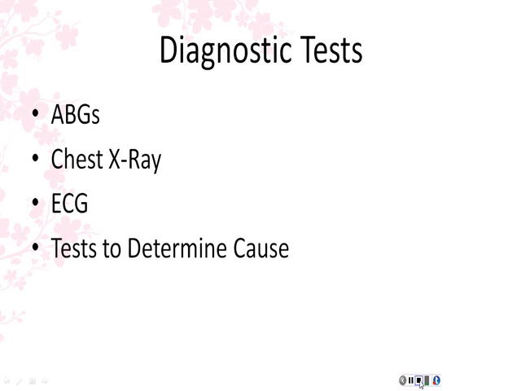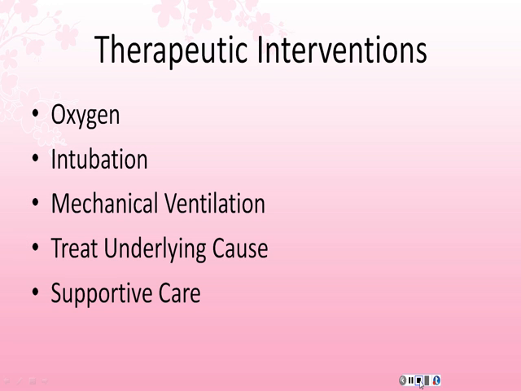So diagnostic tests: ABGs. Chest x-ray will appear whited out because of the excessive fluid in the lungs. ECG to rule out cardiac-related causes, and then, of course, diagnostic tests to look at what the underlying cause is. Therapeutic interventions: oxygen, intubation, and they'll also have mechanical ventilation, and they'll have PEEP to keep their airways open. Treating the underlying cause, so you may see diuretics to reduce pulmonary edema, or antibiotics if an infection is suspected.